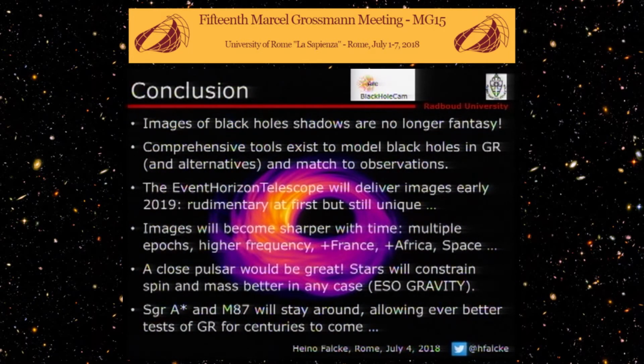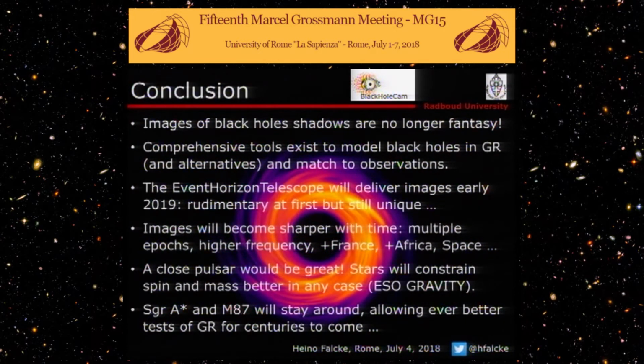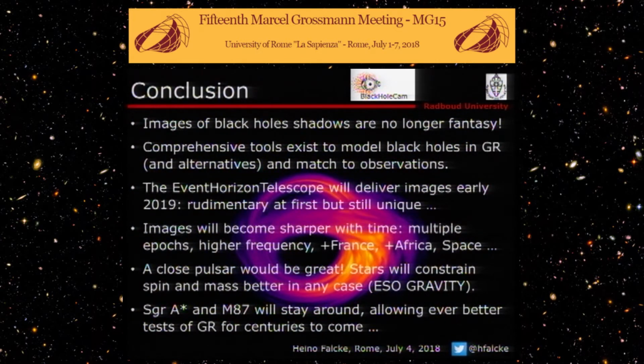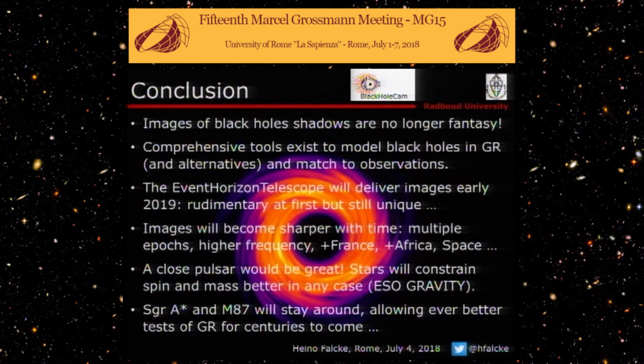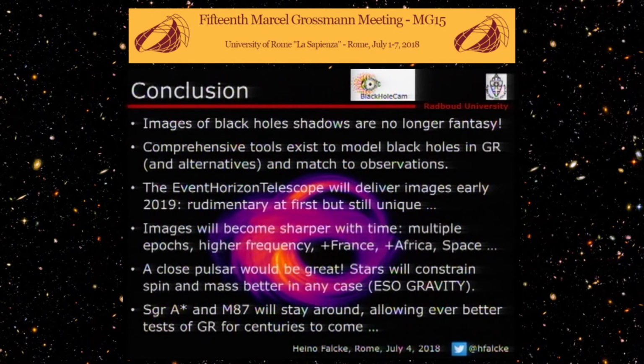So let me conclude. Images of black hole shadows are, I think, no longer pure fantasy. Actually, this is really happening as we speak. We have really a comprehensive tool to model black holes. The good thing about low luminosity black holes is they are simpler. They're much simpler than quasars because the accretion rate is low, density is low, and so there's less dirty astrophysics involved. We'll deliver first results, likely early 2019.